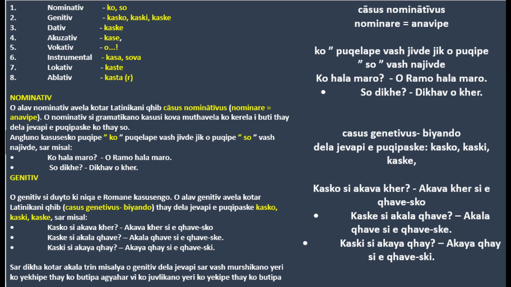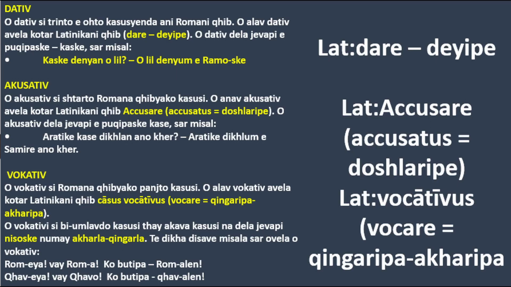As we see from the given examples, the genitive agrees with the masculine gender in singular, kasko, and plural, kask, as well as with the feminine gender in singular, kaski, and plural, kask. Dative. The dative is the third from total of 8 cases in the Romani language. The word dative derives from Latin language, dare, to give.